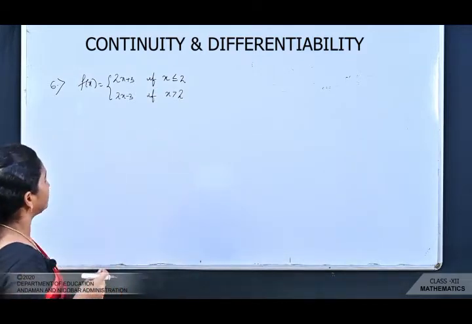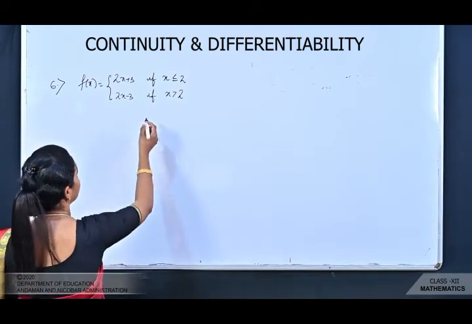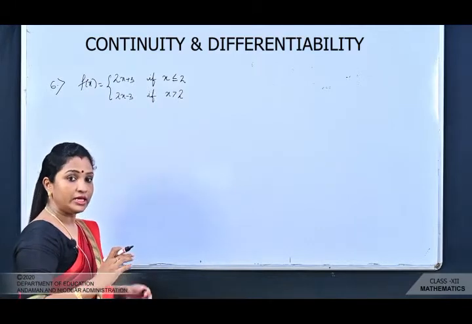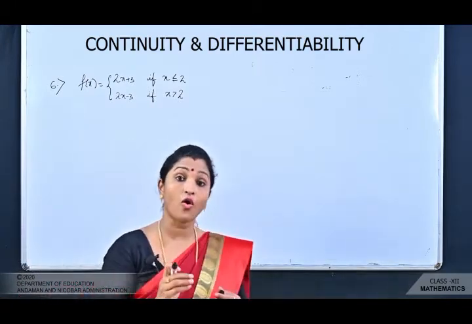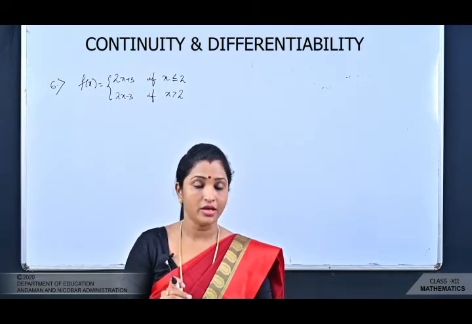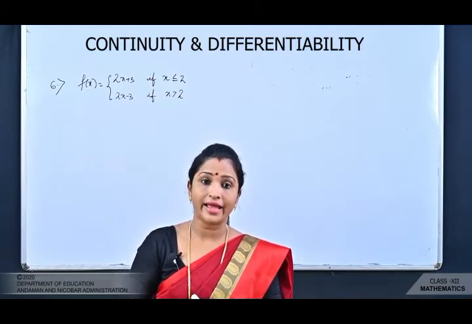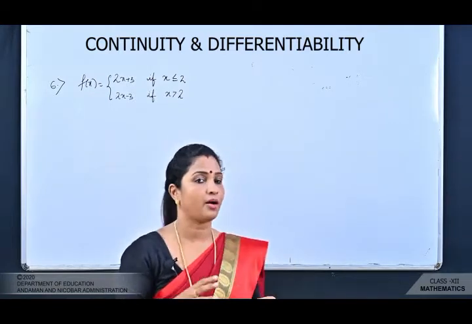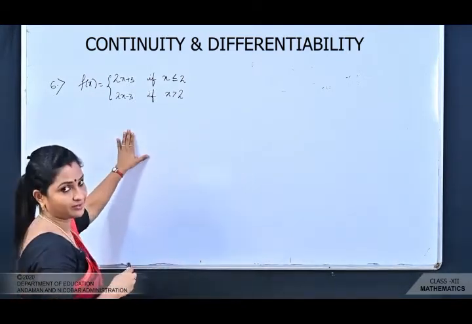Fx is equal to 2x plus 3 if x is less than 2, and here it is 2x minus 3 if x is greater than 2. Here also you have to find all the points of discontinuity. Okay, you have to find the points of discontinuity. So the condition at which point ये आपको find out करना पड़ेगा. तो आपको सारे cases यहाँ पे लेना है. You have to take all the cases here.